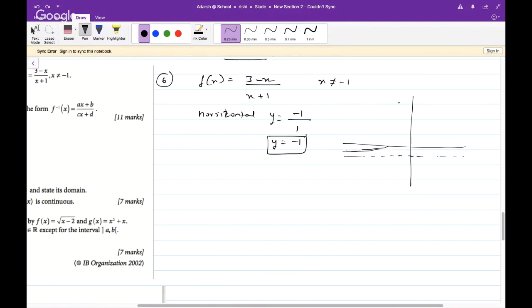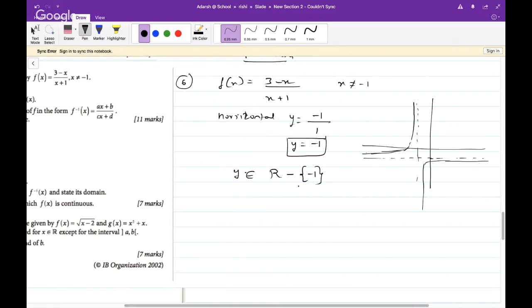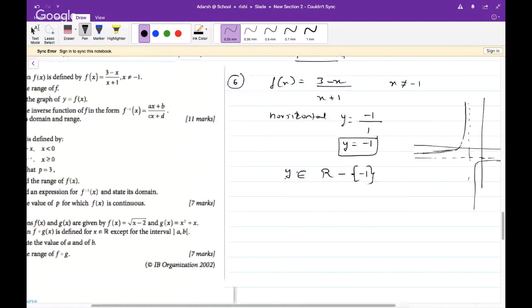So the curve will go something like this, with x equal to minus 1 here. The curve goes something like this. So we don't have y equal to minus 1. So y is from the set of real numbers minus the negative 1. So this is the range.